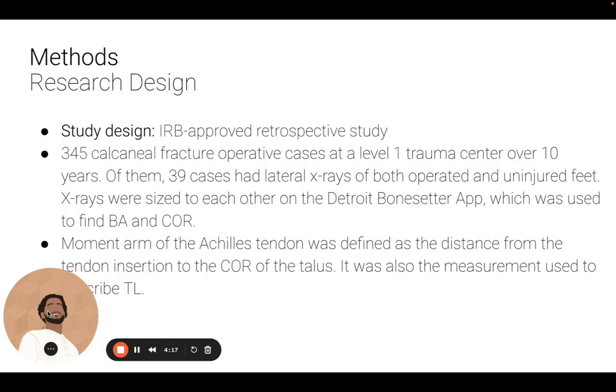In terms of our methods for this research, this is a retrospective study at a single level 1 trauma center. Over the course of 10 years, we had 345 operative calcaneal fracture cases. 39 of them had adequate x-rays of both feet that we could use. We took these x-rays and used the Detroit Bone Setter app, a useful app for looking at different biomechanical markers on x-rays. We used it to find the BA, the COR, as well as the tuber length. The moment arm of the Achilles tendon was defined as the distance between the tendon insertion and the COR of the talus, which we call the TL.